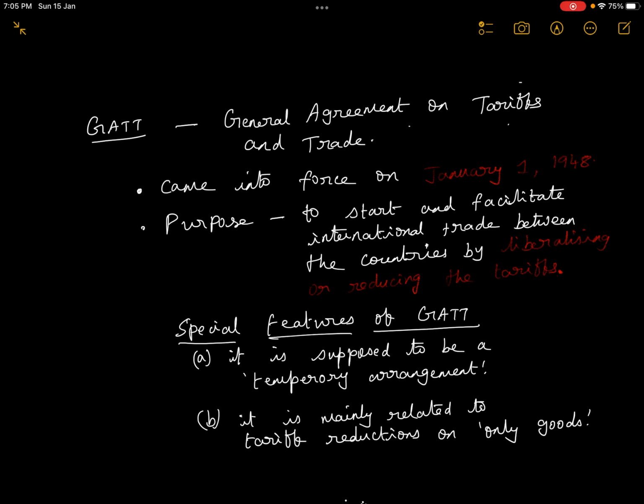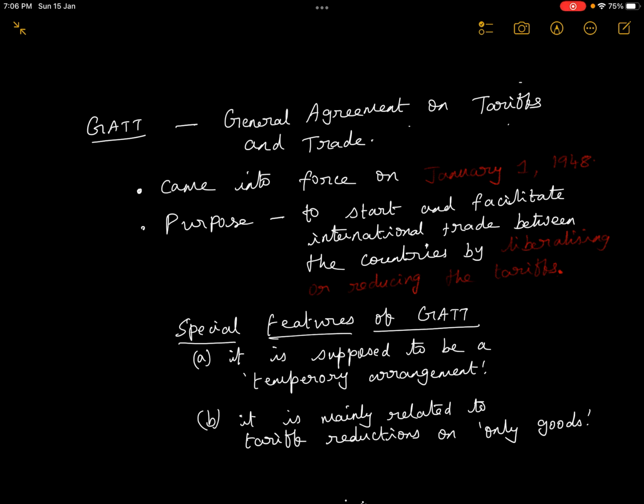The main purpose of GATT is to start and facilitate international trade between the countries by liberalizing or reducing the tariffs. Actually, what was happening was, all the countries were restricting their trade, their import and export. One way was by charging high tariffs, in other words, high import and export duties. Another way through which countries were restricting international trade was by imposing quota restrictions: only this much quantity should be imported from so and so countries.